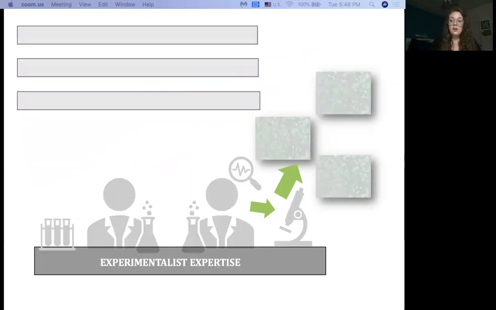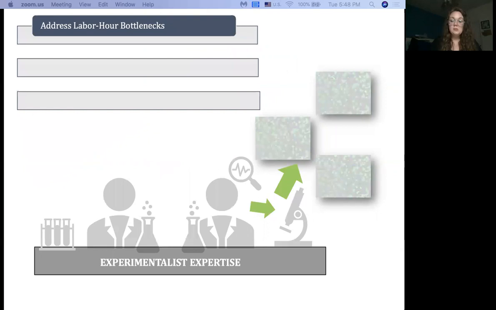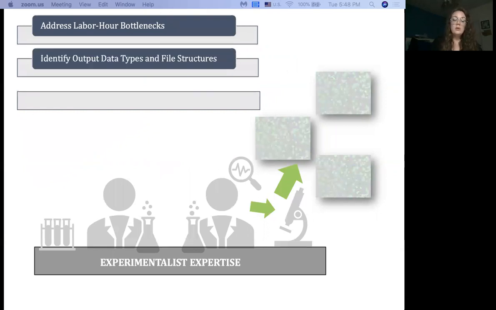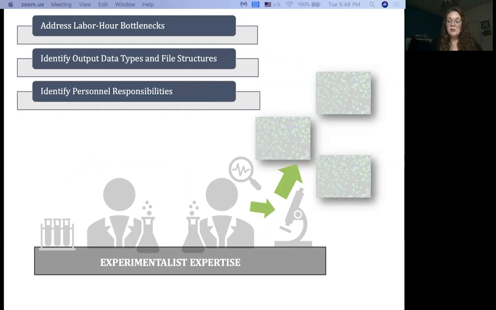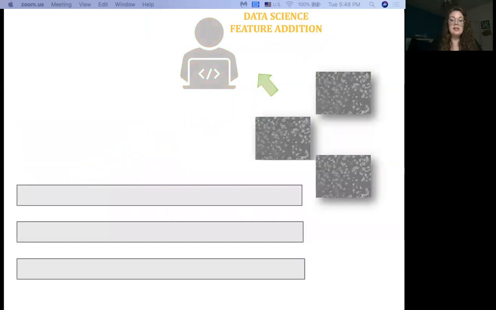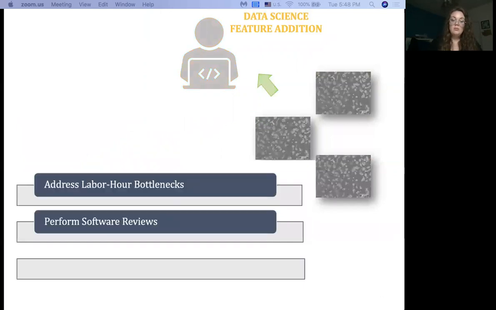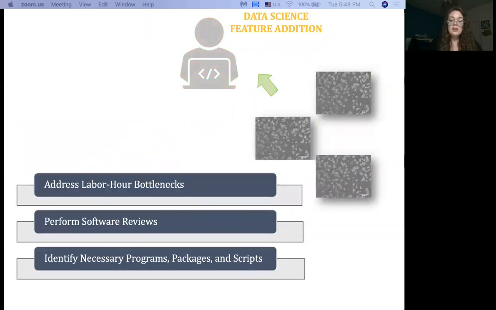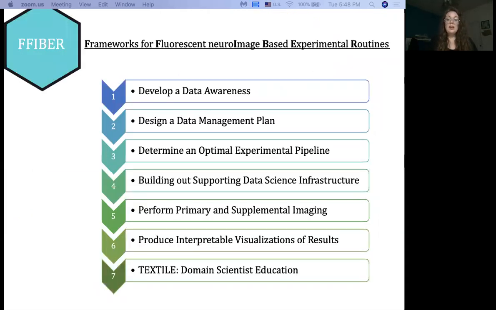On top of that, for our experimentalists, we address their labor hour bottlenecks, we identify their output data types and file structures, and we identify personnel responsibilities for an effective experimental pipeline. And for our data scientists, we also address labor hour bottlenecks, we perform software reviews, and we identify necessary programs, packages, or scripts that we may have to build out or develop ourselves in order to create our analysis. After we have an optimal experimental pipeline, we build out the supporting data science infrastructure.